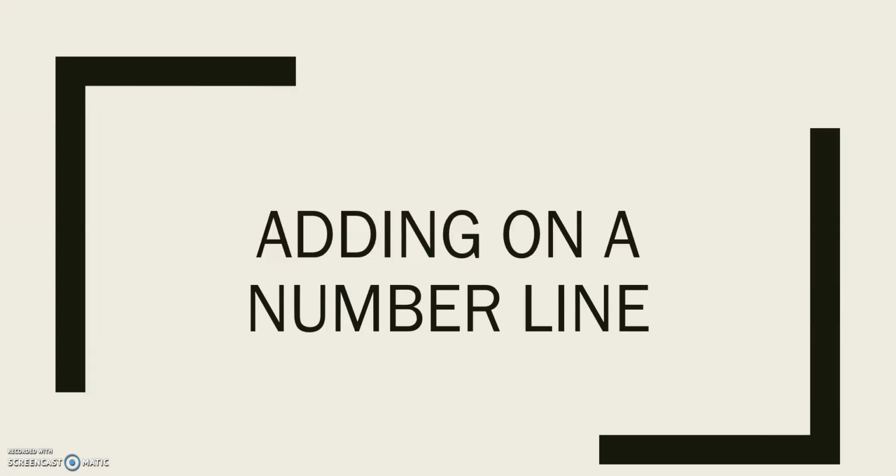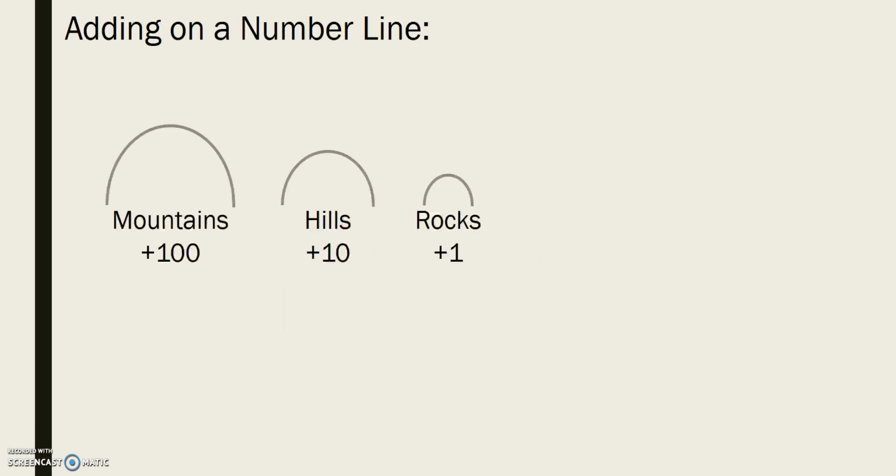Today we're going to learn how to add on a number line. So the first thing that you need to know is we're going to be using our place value strategies, hundreds, tens, and ones, to add on a number line. When we're adding hundreds, we're going to be adding mountains. When we're adding hills, we're going to be adding tens. And when we're adding rocks, we're going to be adding ones. We'll come back to this, I promise.